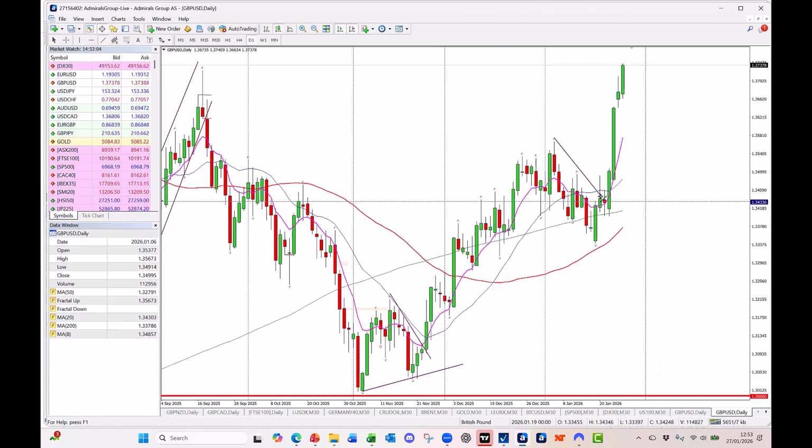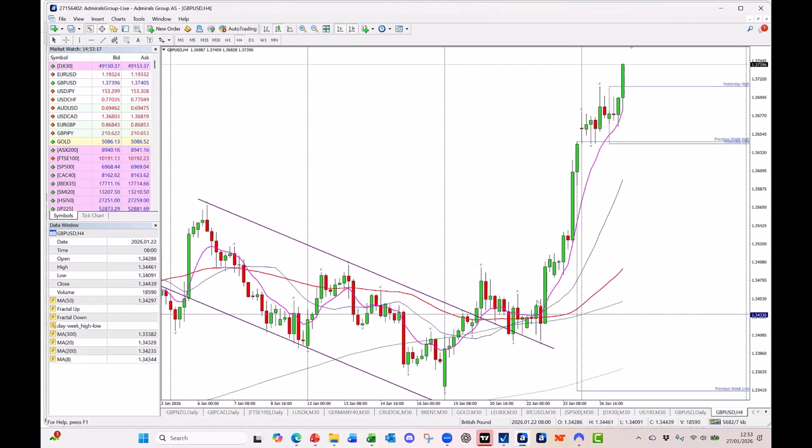Let me just put this in. I'd say that is a flag pattern. I've probably not drawn that as well as I could, but you get the gist. A flag pattern back into that 200, and then we've just powered our way up from there. You can see from where we reversed at the start of last week, we broke that trend line, came back, kissed it, and have just continued. And look at that. This is dollar weakness.